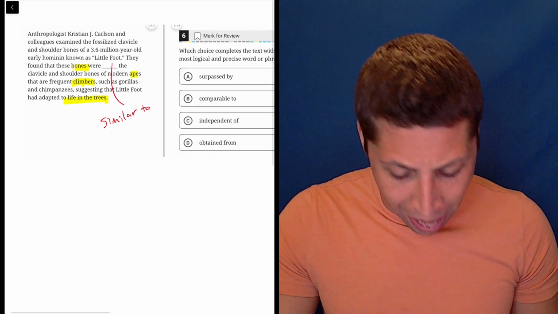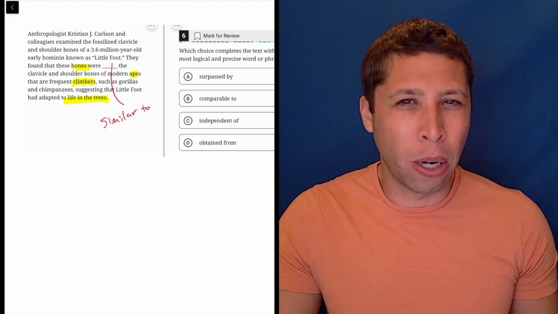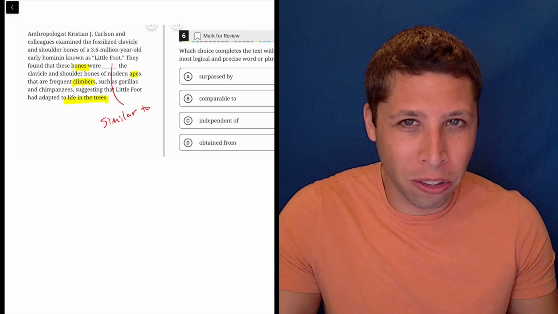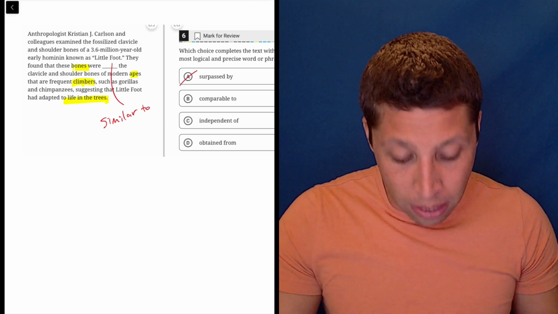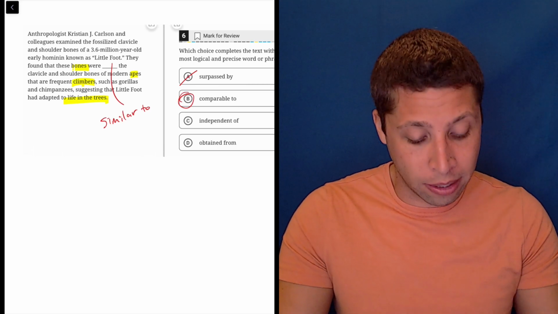So the bones were surpassed by the clavicle and shoulder bones of modern apes? No, that doesn't make any sense. How could one bone surpass another? It's not like bones are better or worse. They're just bones. So that doesn't make any sense. Comparable to means similar to. So that's probably it, but obviously we need to look at C and D.